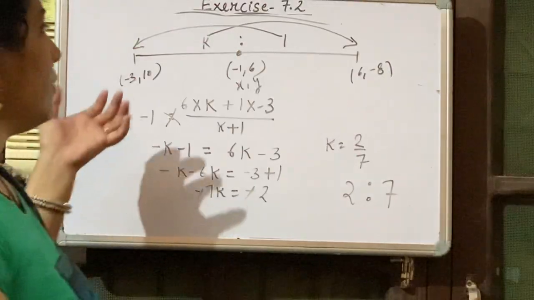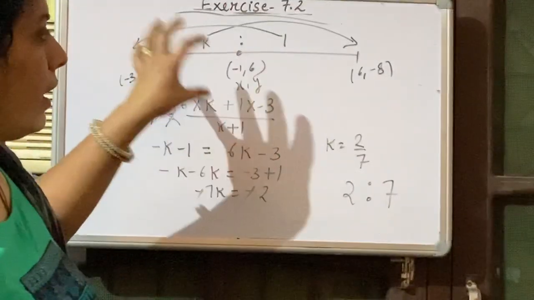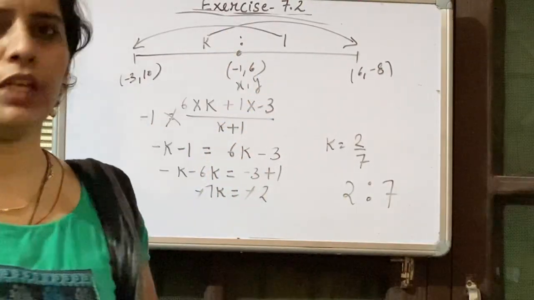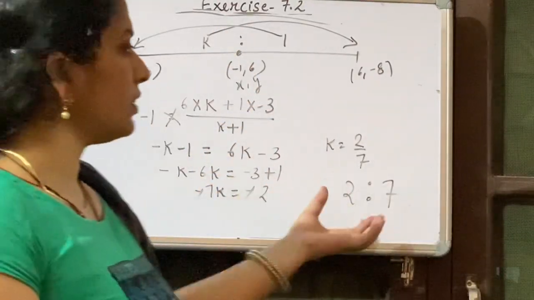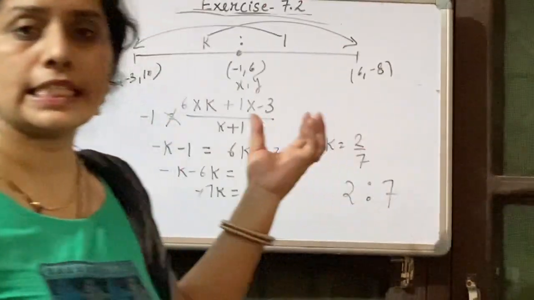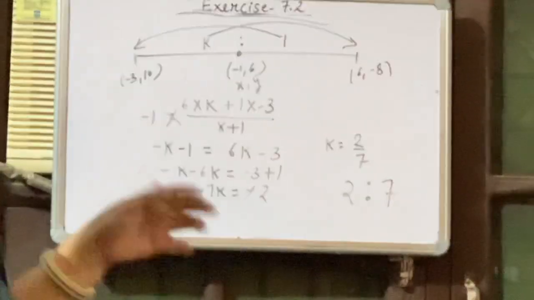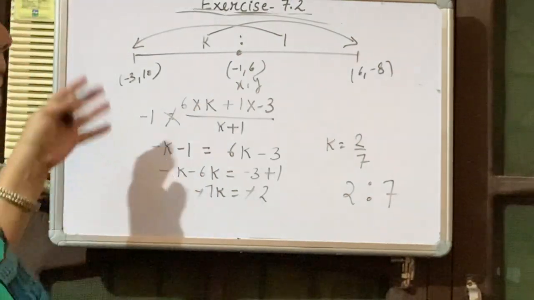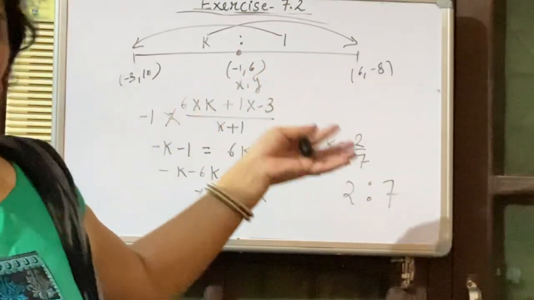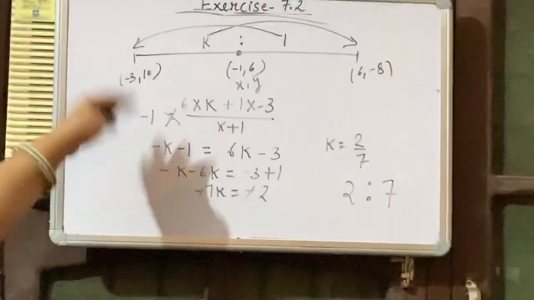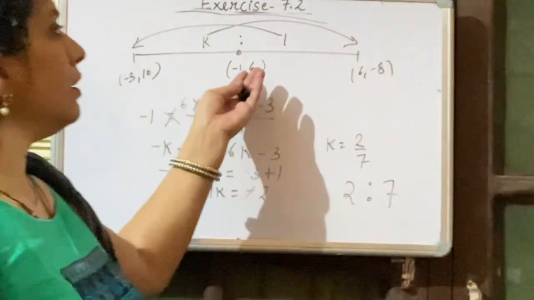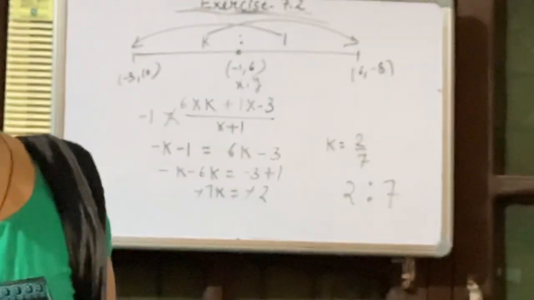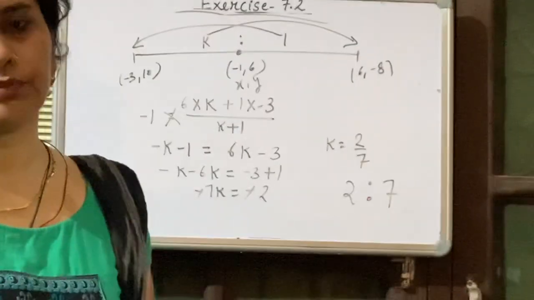Here we have found only the value of x, we have not found the value of y. Let us check whether the value of k is correct or not. For this purpose we can find the value of y also. If we find the value of y by using the section formula, then after following the same process, the value of k again comes 2:7. That means our answer is correct. Okay.